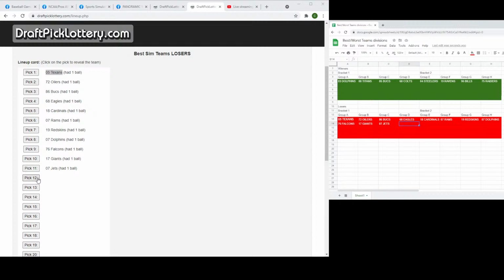Pick number 12, and we're going to take a look here. The 70 Patriots. This is a team that I think could make it. I think the Eagles are better than the Patriots. I think the Patriots are worse off than the Eagles, especially they don't have a young anything. They were floundering at this point. It was right in the middle of their franchise.